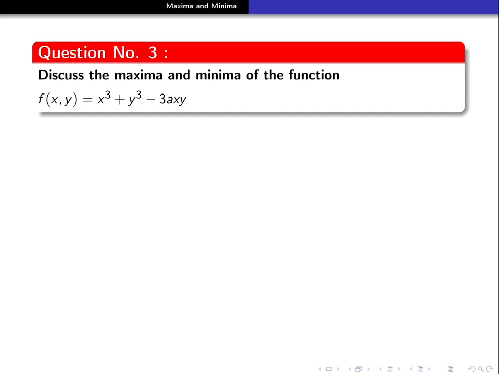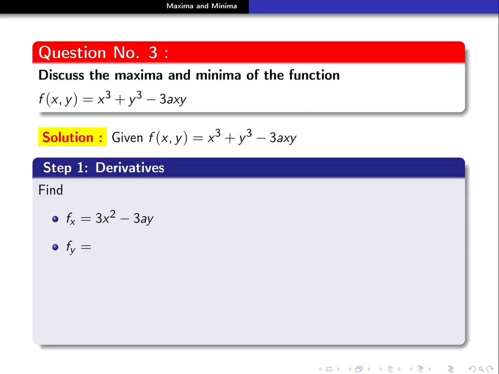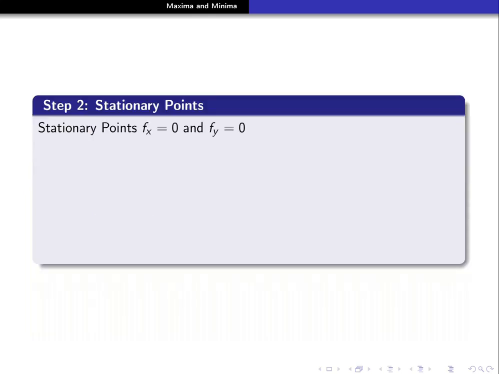So next problem, discuss the maxima and minima for the function f of x, y is equal to x cube plus y cube minus 3axy. Given f of x, y is equal to x cube plus y cube minus 3axy. So we need to find fx, fy, and A, B, C. From this we need to find stationary points, equating fx and fy to 0.